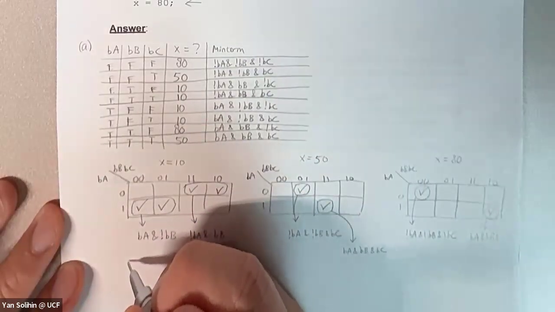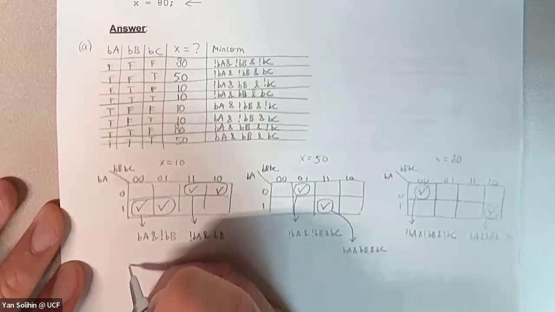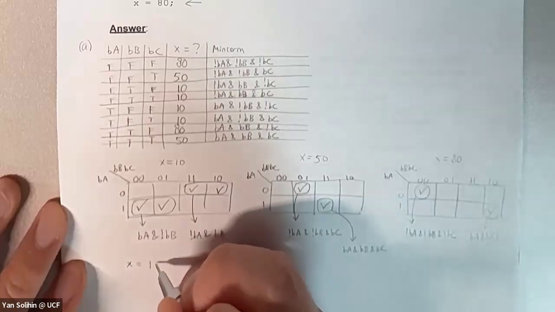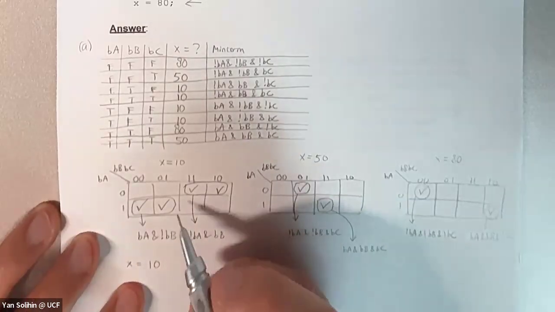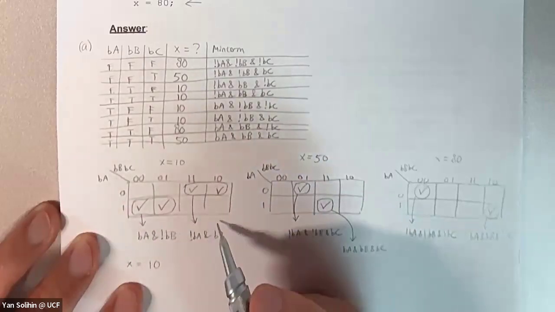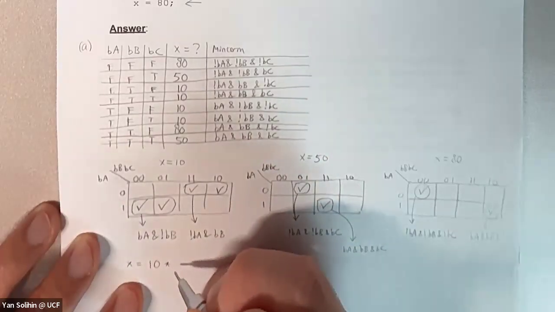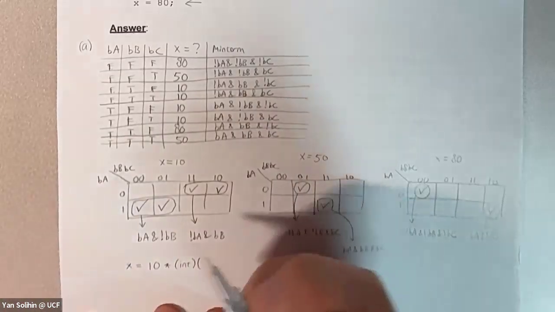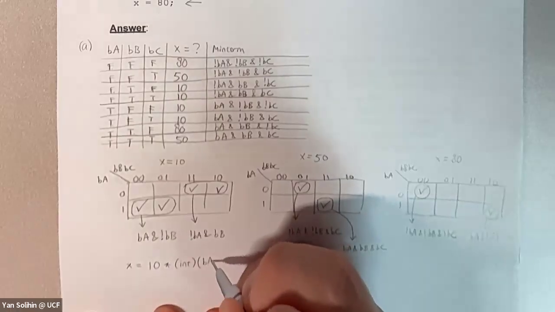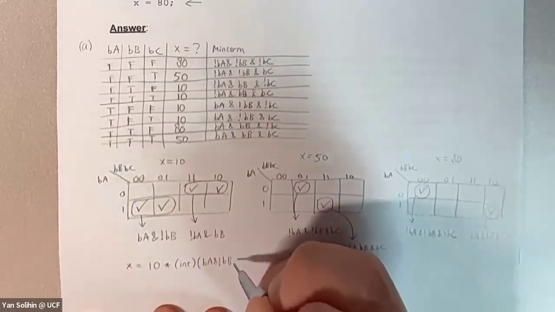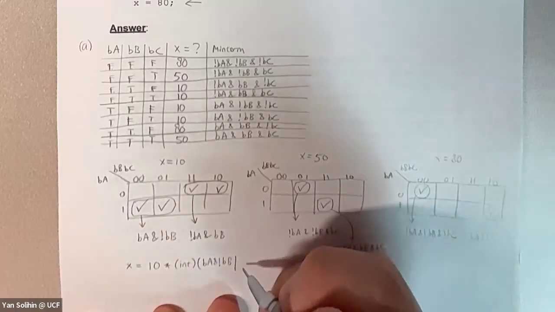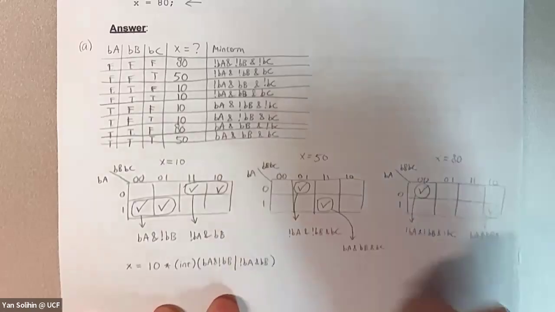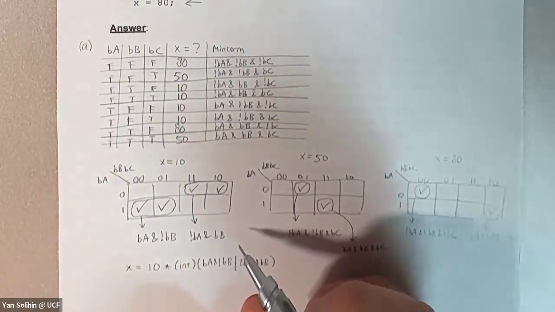So here, all those if and else statements will be replaced by this. Here will be 10. So let's get from the first Karnaugh map: 10 times the integer of these two things. So it's BA and not BB. Or, the or will separate the terms, not BA and BB. Okay, so we're done with the first one.